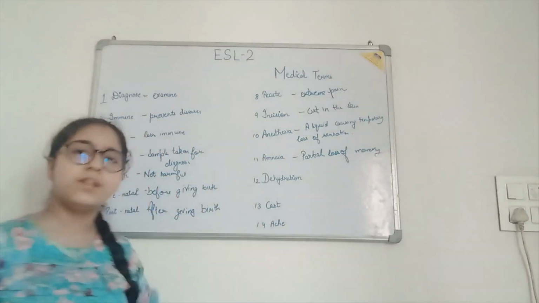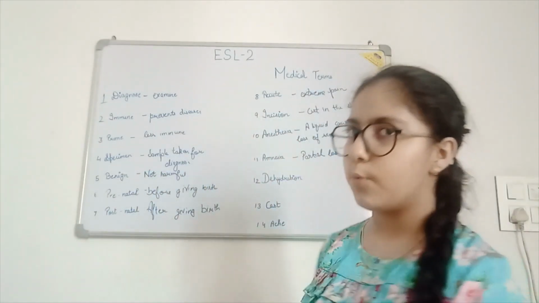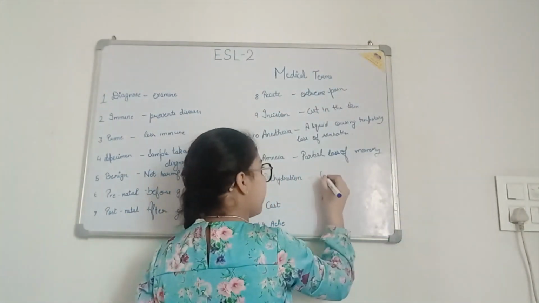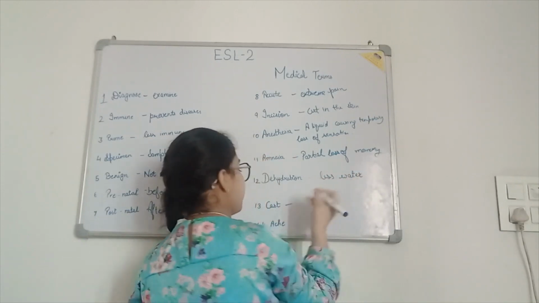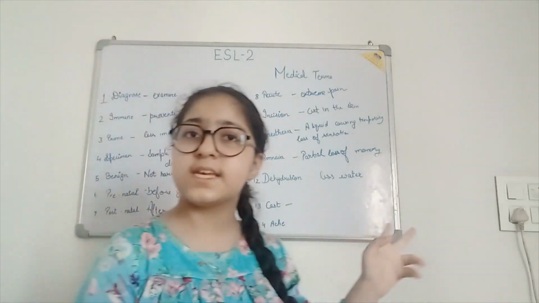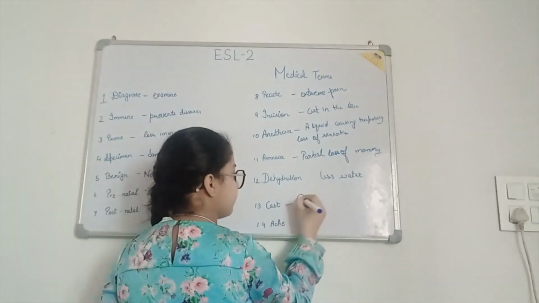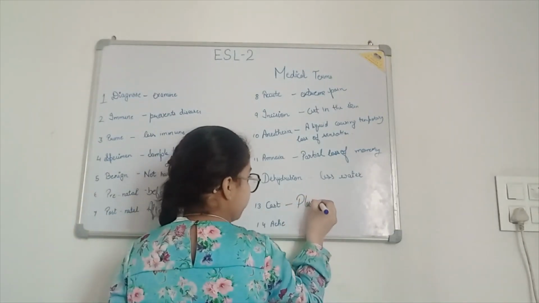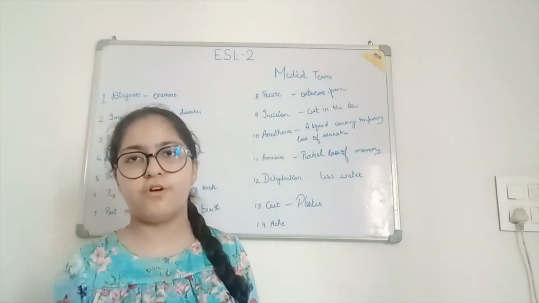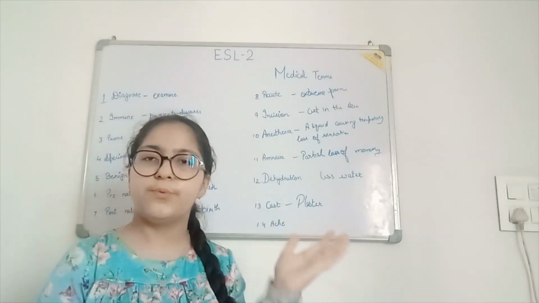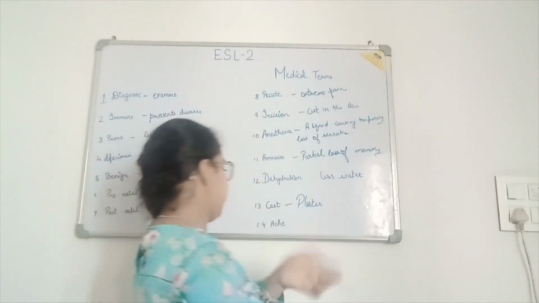Now, number twelve is dehydration. Dehydration means less water. Less water in the body is known as dehydration. Number thirteen is cast. Cast is plaster. When someone gets a fracture in their arm or any other part of the body, they have to apply a plaster.